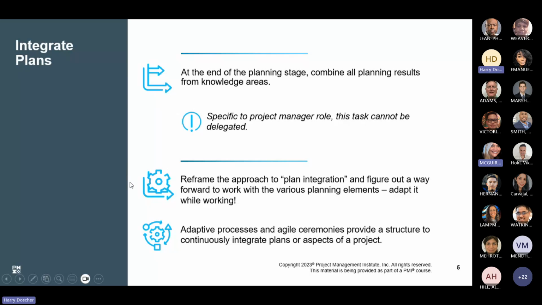With hybrid projects, we're going to be doing less of the gross planning up front, okay, so that while we're working, we're going to be putting things together, right? Identifying where we need additional planning that needs to be done, and doing that as the project progresses.